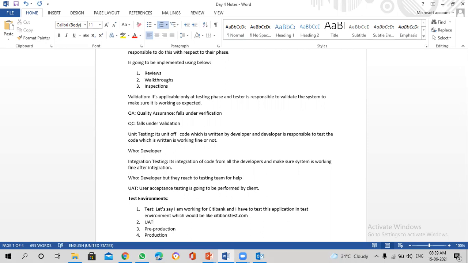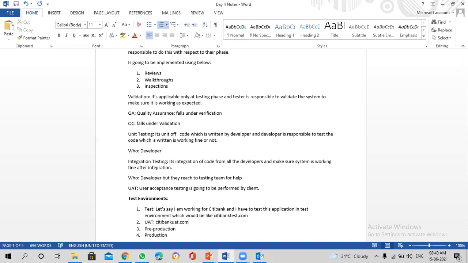Now, if the client has to do the same thing, it will be changed to citibank.com. It may differ, more or less it looks like that. Most of the applications will indicate the test environment. Some people say citibankqa.com, some people create it as citibanktest.com, and some people create citibankuat.com. Most of the time UAT will be there, so that you can identify by looking at the URL.